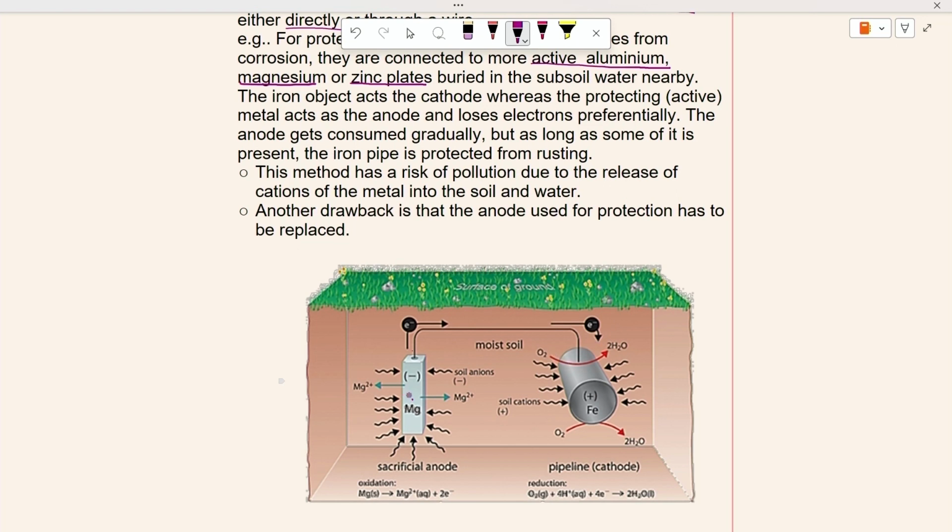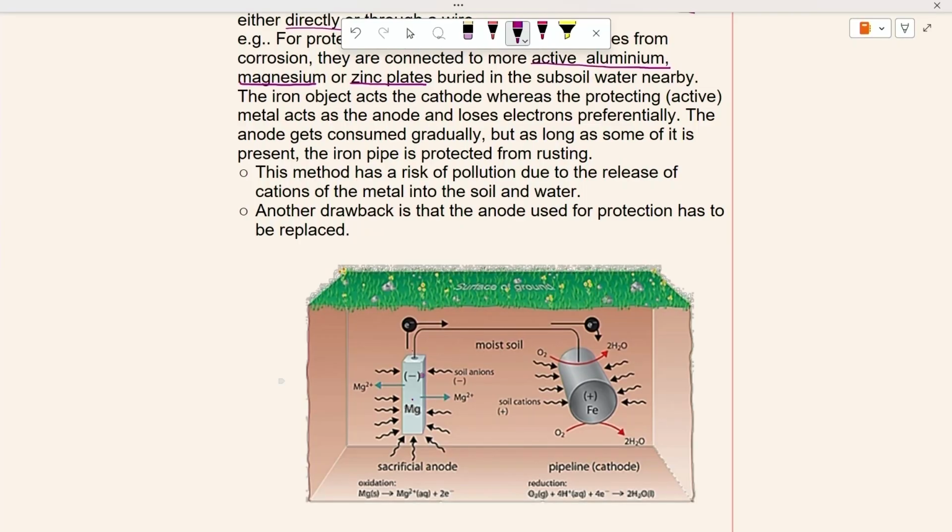Magnesium gets converted into ions and goes into solution, and the soil and water content act as the electrolyte, which facilitates the movement of ions. As long as magnesium is present, iron is protected. Once it is connected to a magnesium piece or rod, the iron pipes or structures are protected because they are made cathode.